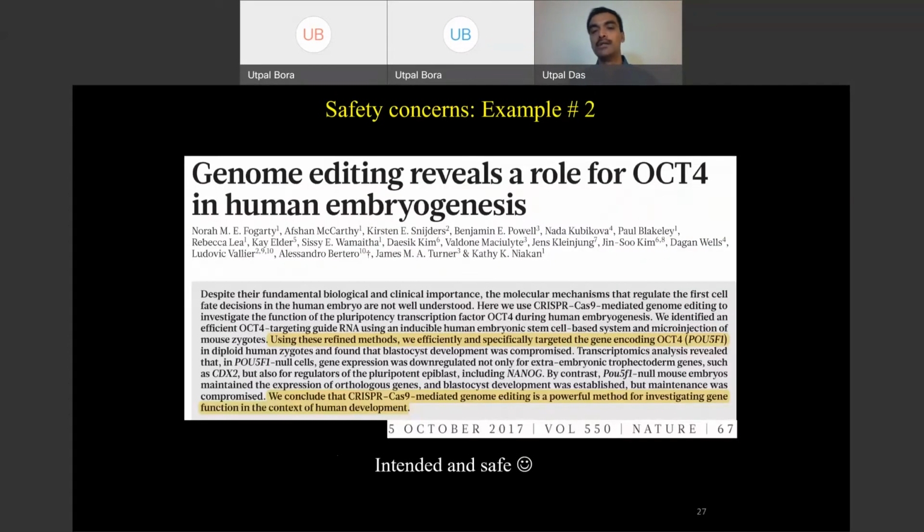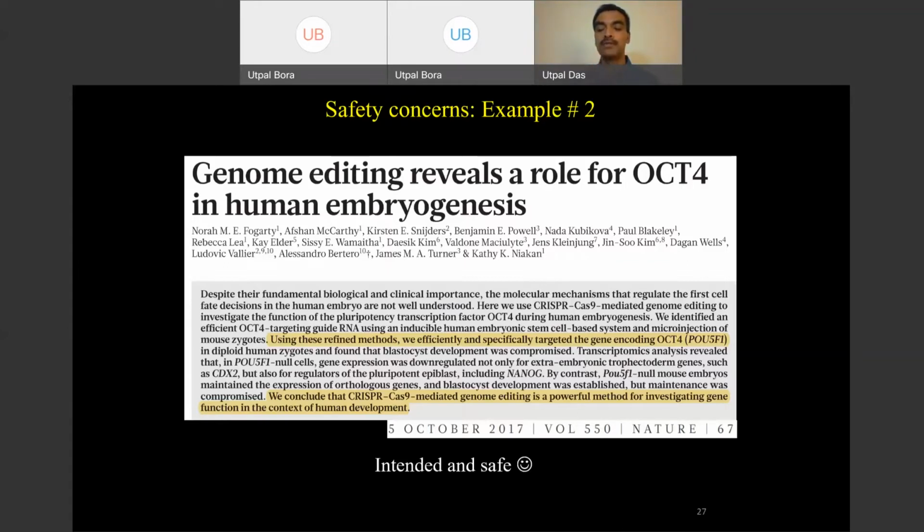Second example. This is a great group. I think they are at the Francis Crick Institute in UK, Cambridge, and it's a big group all over the world. In 2017, they published a paper in Nature. Their goal was to look at embryogenesis, right? They wanted to study the role of one protein called OCT4, how this OCT4 decides cell fate. Let's say we have an embryo, only 2 cells or 3 cells or 4 cells.